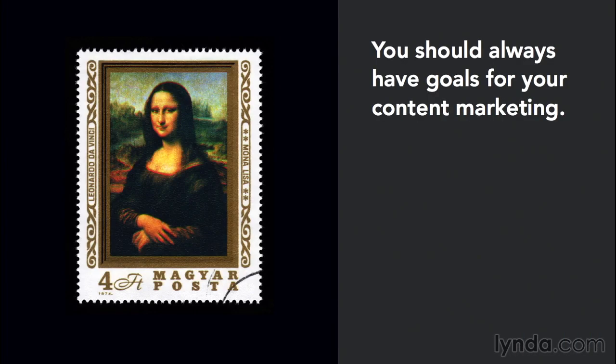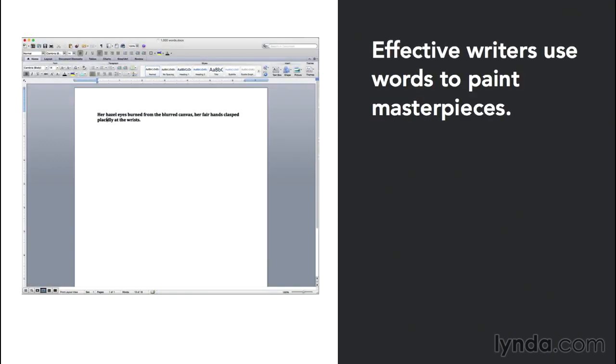You've probably heard the cliché, "A picture's worth 1,000 words." This usually means that photographs or paintings can do a better job of describing something than a paragraph can. But actually, effective writers can use words to paint masterpieces. Authors use this technique, referred to as showing, not telling, all the time.